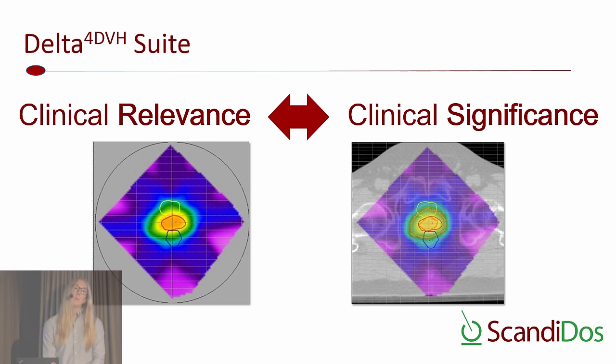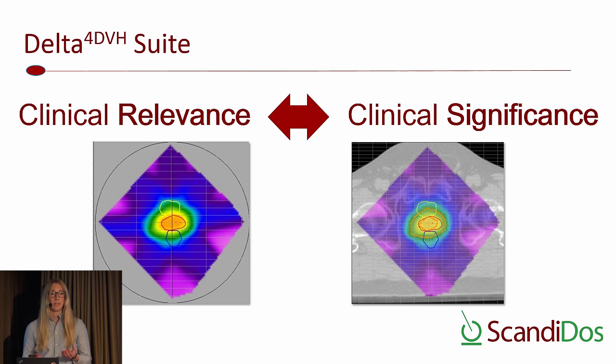So in the phantom, we get the clinical relevance by seeing each structure overlaid on the phantom. But in the patient anatomy, we also get the clinical significance because we can actually determine what this deviation means to the patient and to the treatment overall.